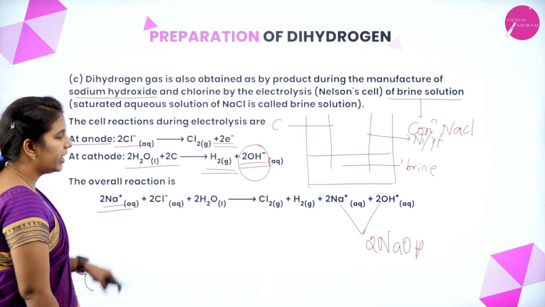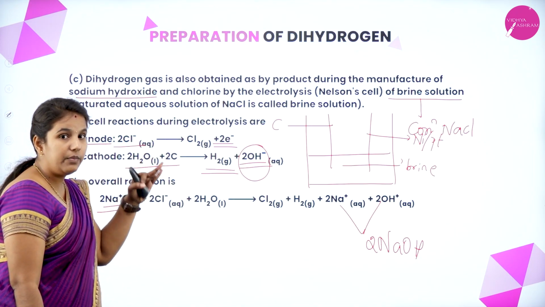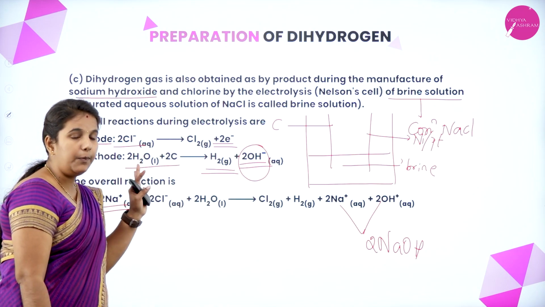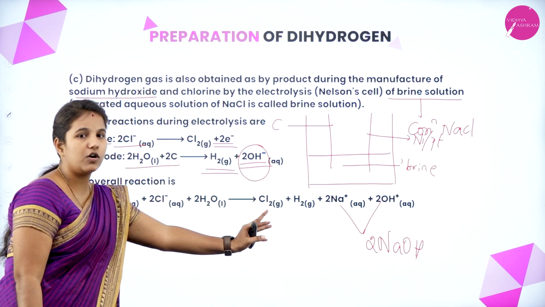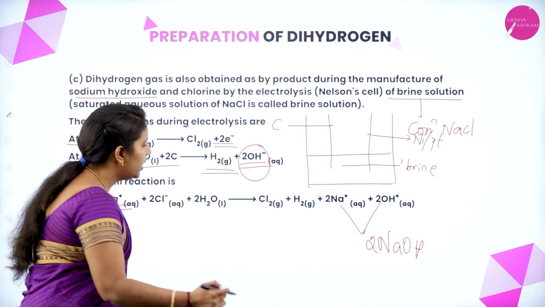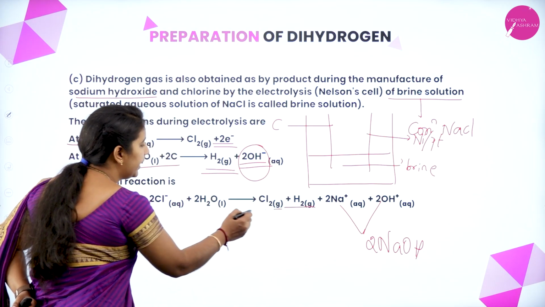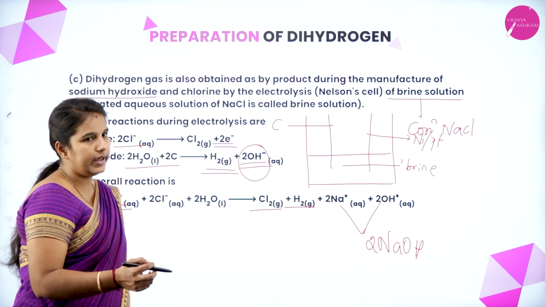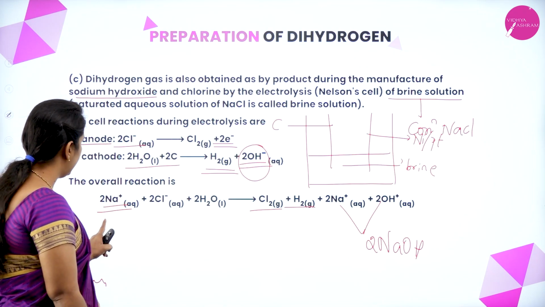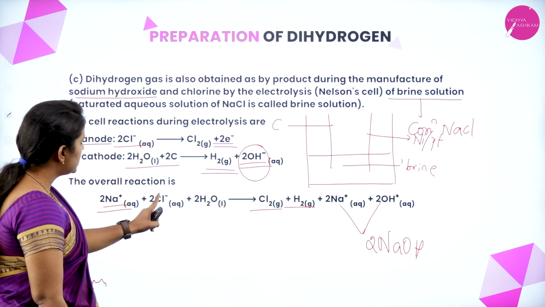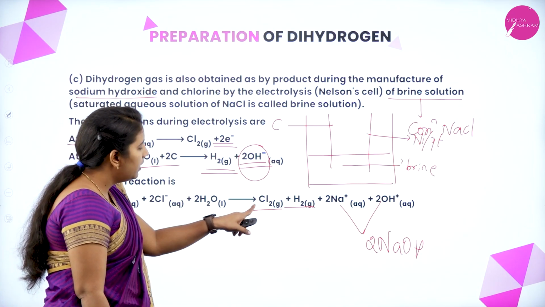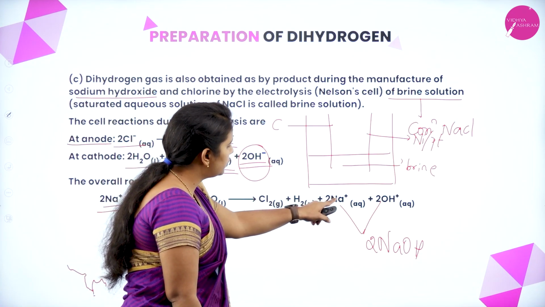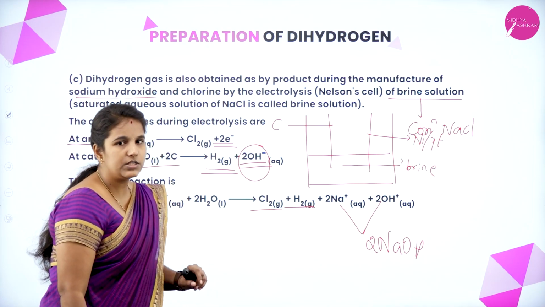Forming what? Sodium hydroxide. That is why at the beginning I have told that this is a preparation step of sodium hydroxide. During this step, you are generating the hydrogen gas. In turn, you are generating the chlorine gas. So, overall reaction will be like this. 2Na+ and 2Cl- and 2 water molecules give rise to Cl2, H2, 2Na+ and 2OH- ions.